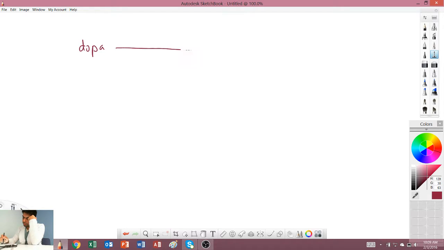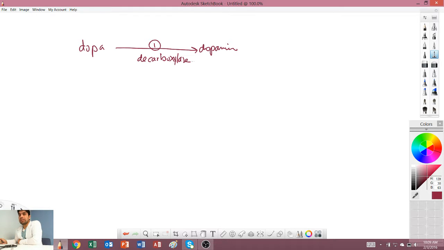Let's move on now to something very important, and that is Dopa being converted to dopamine. What's the enzyme? Dopa decarboxylase. Please memorize that enzyme: Dopa decarboxylase. This enzyme has two versions, at least that I know of.